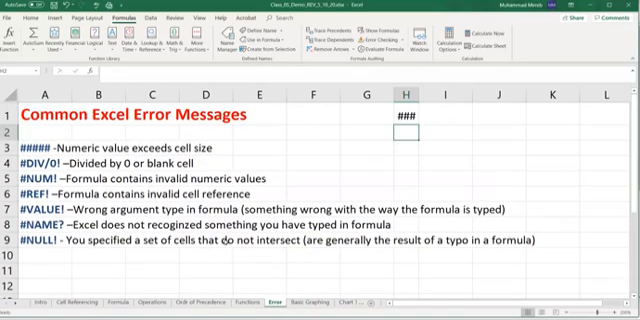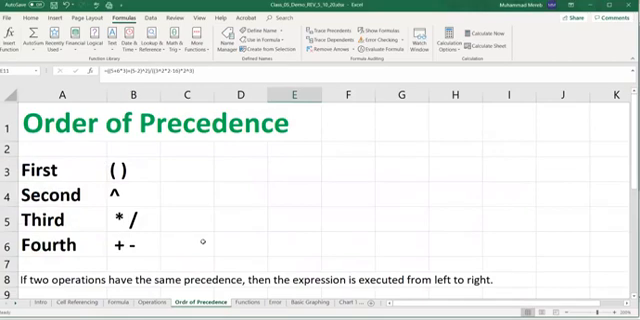So that's a general summary about functions and formulas and order of precedence. You have to remember that, because we are going to use this on multiple occasions in this course.